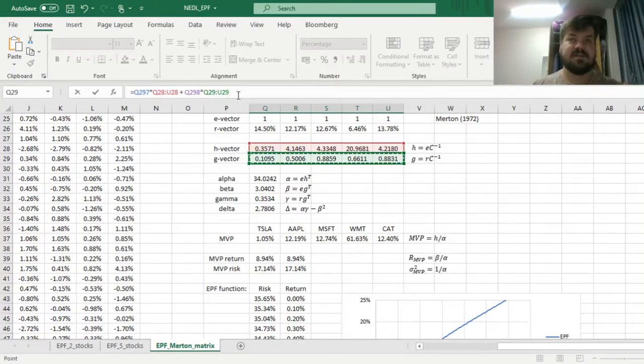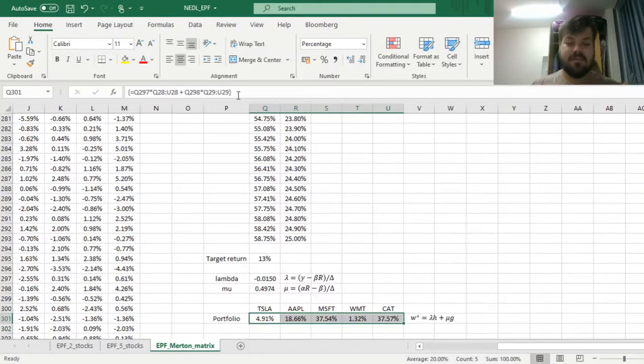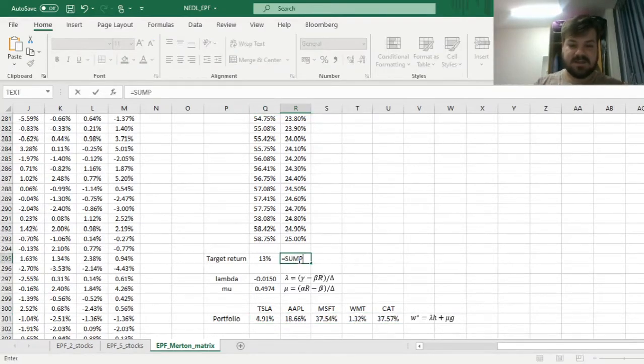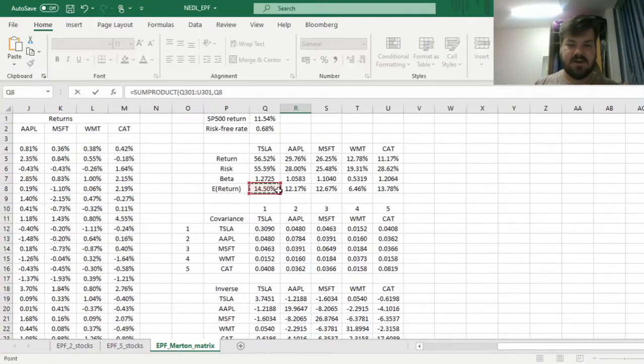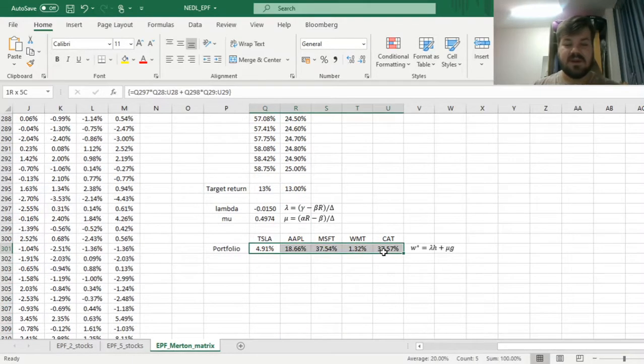And enforcing this weighted sum of vectors by Shift-Control-Enter, we'll get a portfolio with weights summing up to 100%. But if you are uncertain that this is exactly a portfolio that gives you a target return of 13%, let's just multiply these weights by the vector of expected returns over here and see that's indeed the case. We'll get exactly 13% by allocating our capital towards this mixture of stocks.